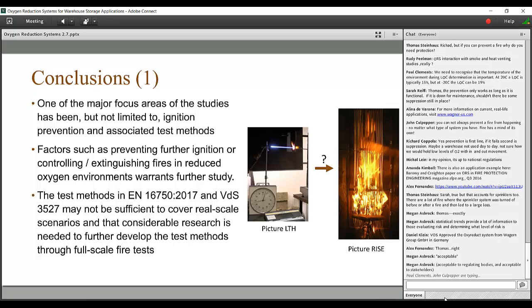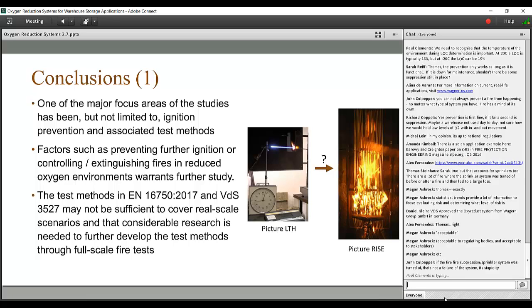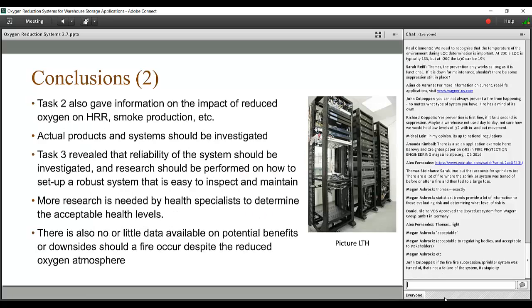I mentioned already that the test methods which are now in the EN and the VDS standards are not yet convincingly sufficient to cover real scale scenarios, and that considerable research is needed to further develop test methods through also a number of full scale tests where we look into real applications and real fire scenarios. I think this is in analogy to what we have in other, like ISO committee, procedures before we introduce test methods. Task 2 gave a lot of information on the impact of reduced oxygen on heat release, smoke production, etc.